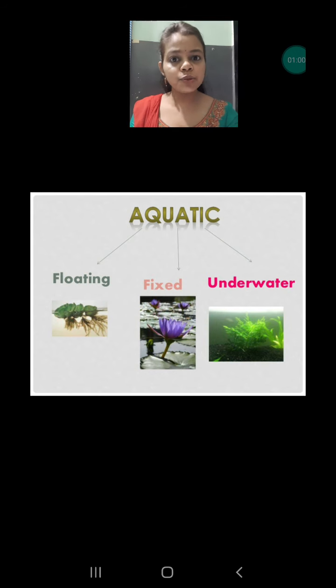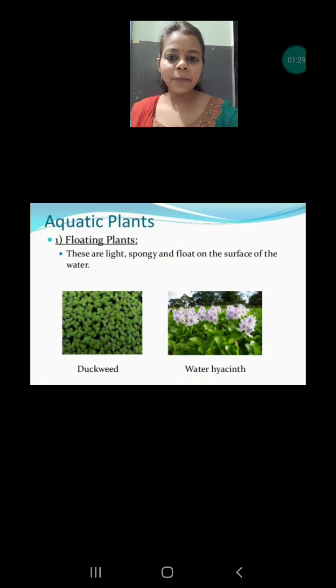Fixed plants also float on the surface of the water, but their roots are attached to the ground. That's why they are known as fixed aquatic plants, because their roots are fixed in the ground. Whereas underwater plants are submerged plants. They are totally present inside the water. Briefly, this is the basic difference between these three types of aquatic plants. But what are the adaptations found in these three types, we will discuss. So let's start. First, we are going to discuss the floating plant.